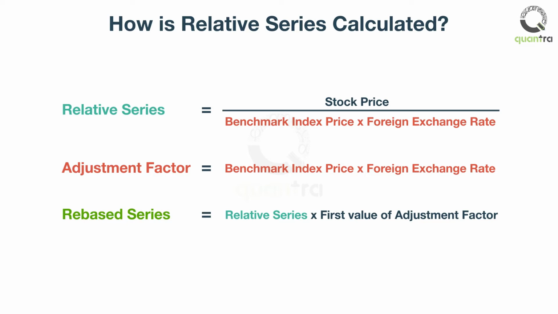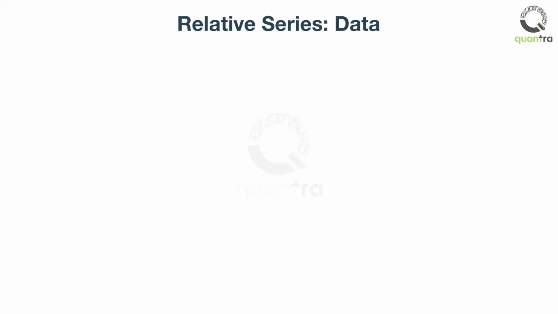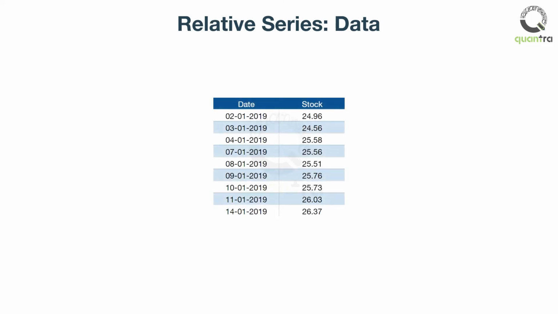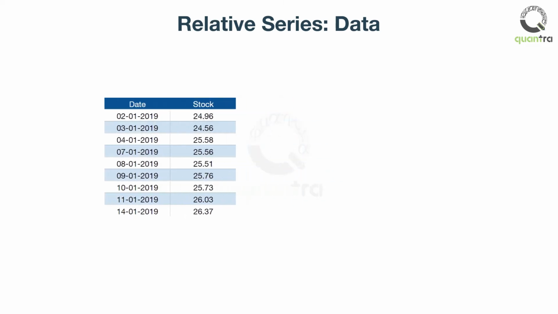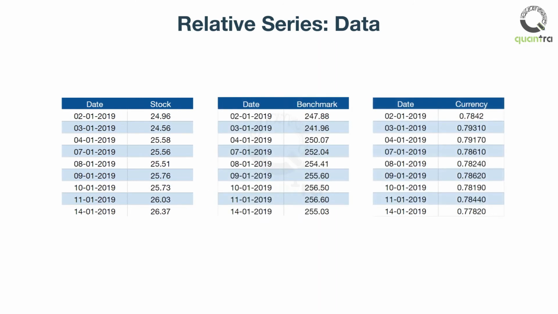We will now learn how to calculate a relative series with the help of an example. To calculate the relative series, three distinct datasets are required: stock data, containing the stock's close prices, the benchmark, and currency exchange rates, containing the close prices of benchmark and forex data respectively. In this example, we will be using Bank of America and the S&P 500 linked index fund as the benchmark, and the USD/GBP exchange rate for the currency close prices.